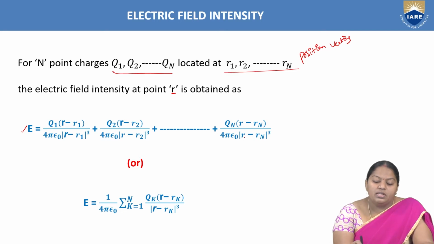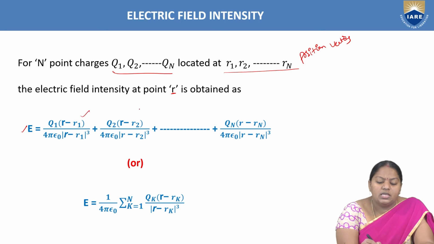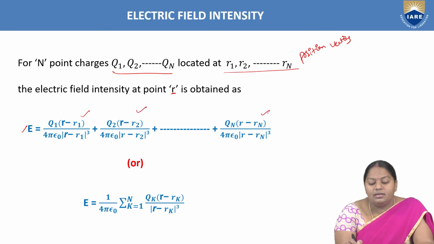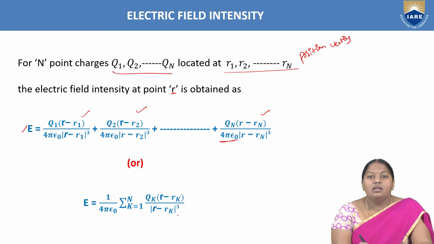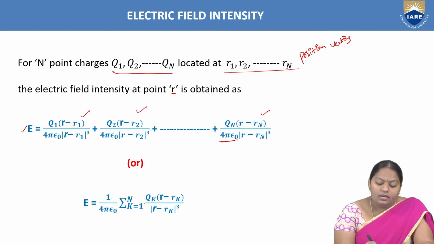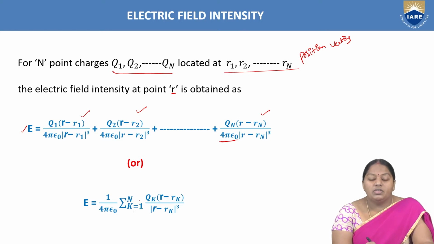Or we can write all these terms as a discrete sum. If you observe the first, second and third terms up to the nth term, the common factor in all the terms is 1 by 4 pi epsilon naught. Taking it out as common, we get the summation of k equal to 1 to n of Qk into R minus Rk by modulus of R minus Rk whole cube. If you expand this equation by substituting k equal to 1 to n, the equation returns to the previous statement.